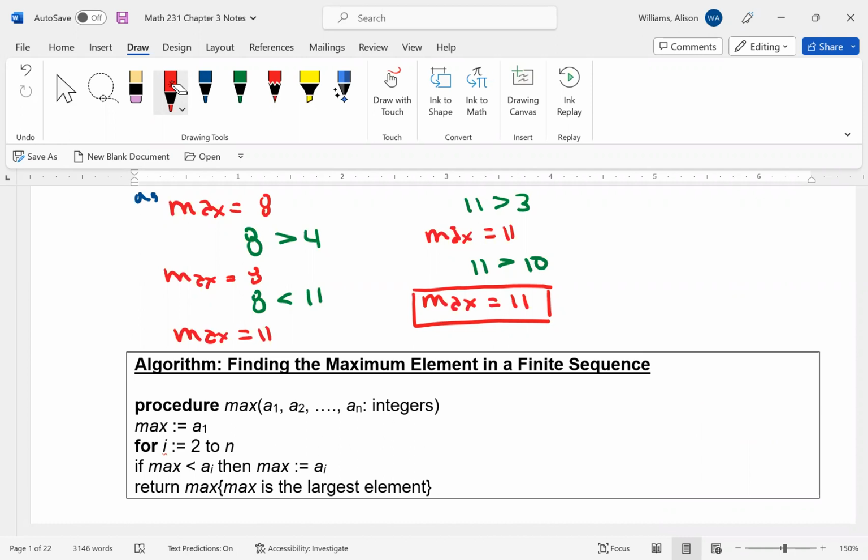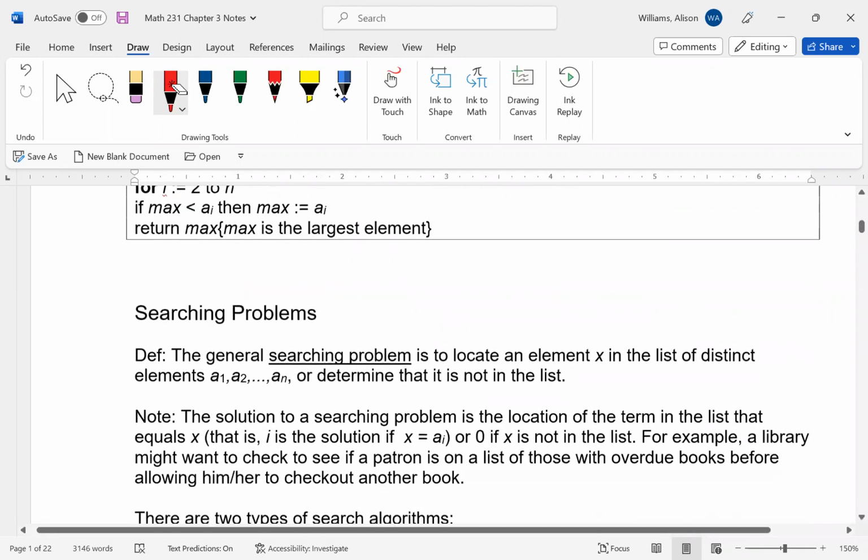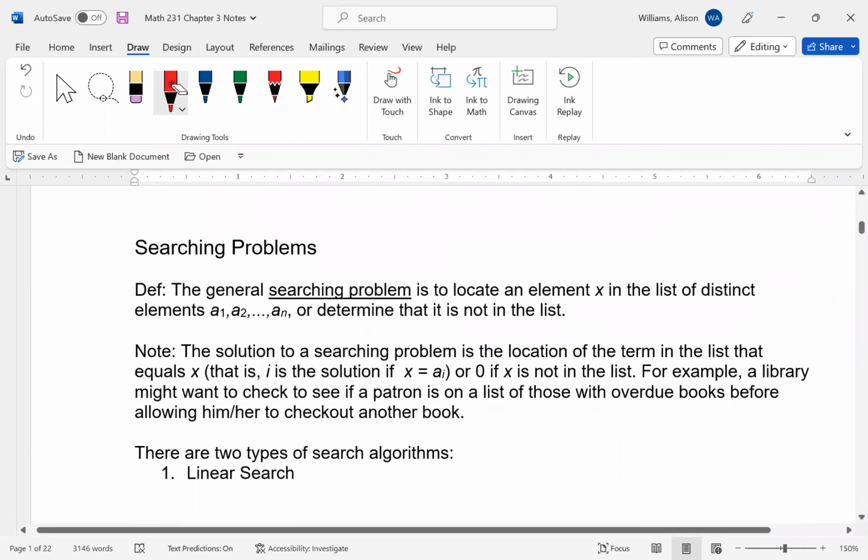If our temporary max happens to be smaller than whatever i term we're looking at, the second, third, fourth, fifth, or sixth, then we reassign the temporary max. And by the time we're done, we go through all of the terms. It'll give us the largest term at the end. We're going to work with this code and how we can write with it in terms of how we write our answers. But we're not always going to use that code to solidly write our answers.